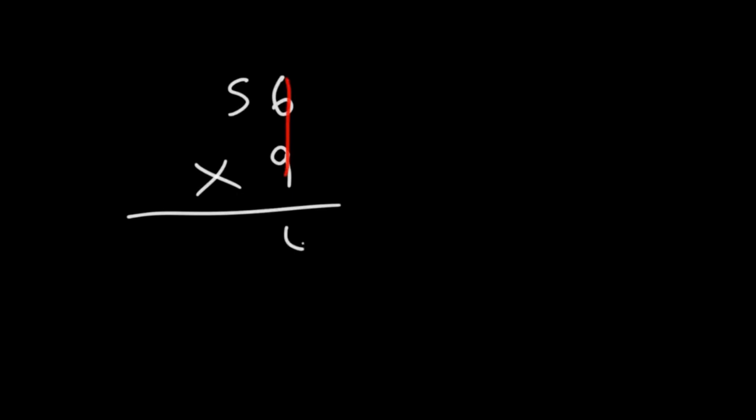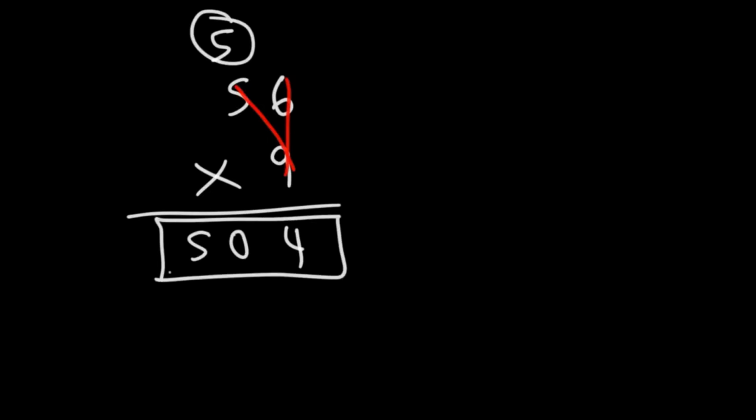Let's try another example. What is 56 times 9? Go ahead and try that one. So we have 9 times 6, which is 54. So we're going to write the 4 first, carry the 5. And then 9 times 5 is 45, plus the 5, that's 50. So the answer for this example is 504.